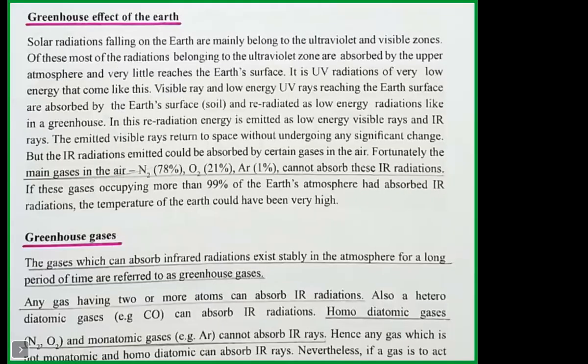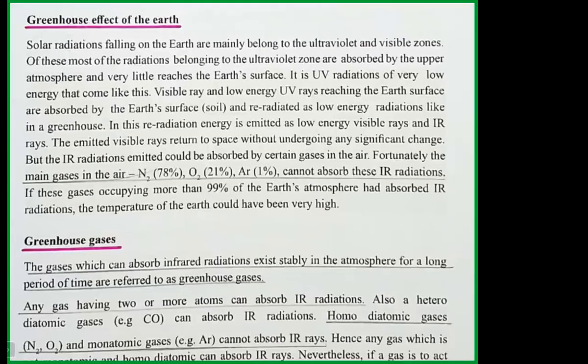Greenhouse effect of the Earth. Solar radiations falling on the Earth mainly belong to the ultraviolet and visible zones. Most of the radiations belonging to the ultraviolet zone are absorbed by the upper atmosphere and very little reaches the Earth's surface. It is UV radiation of very low energy that comes like this.